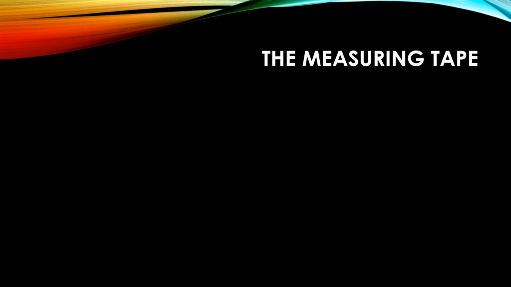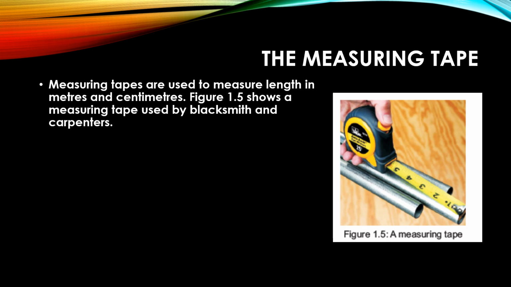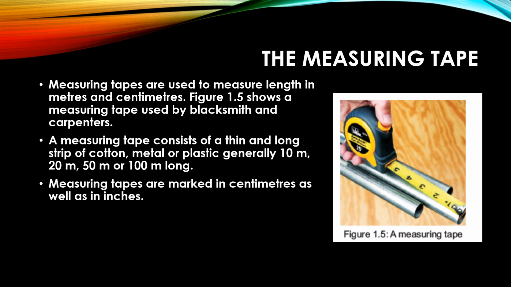Measuring tape. The measuring tape you might all have at your homes. These are used to measure the length in meters as well as in centimeters. In the figure you can see the measuring tape. Usually blacksmiths and carpenters use it. Most of us have these tapes at homes as well. A measuring tape consists of a thin and long strip of cotton, metal or plastic, generally 10 meters, 20 meters, 50 meters or 100 meters long. Measuring tapes are marked in centimeters as well as in inches.